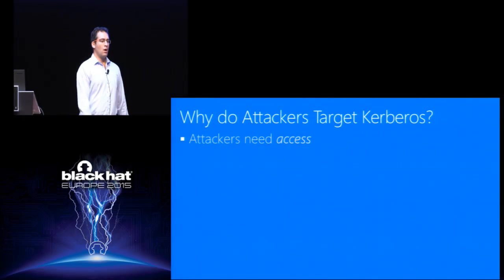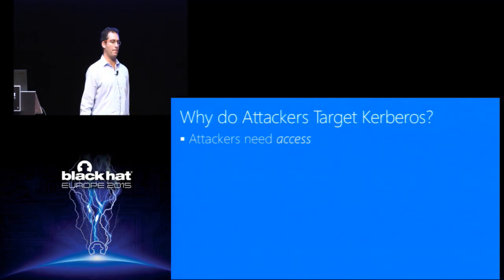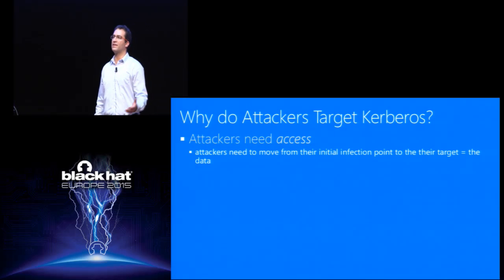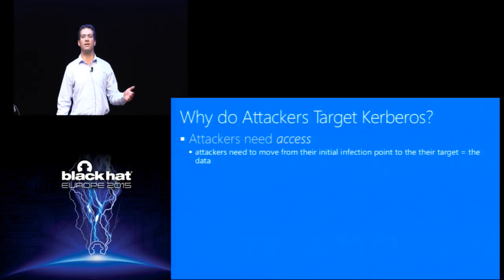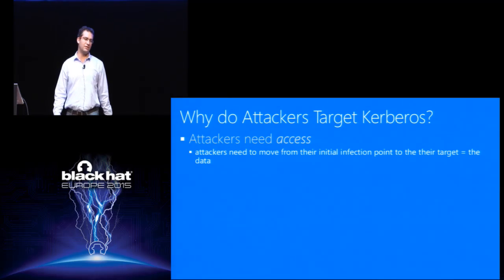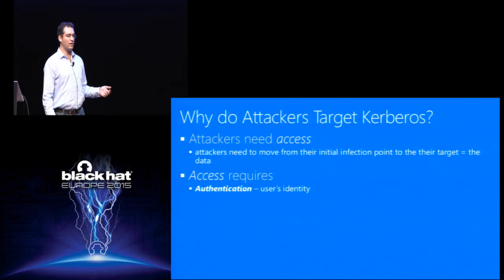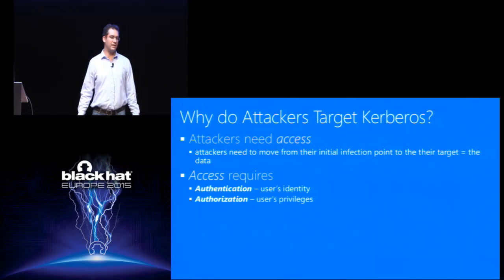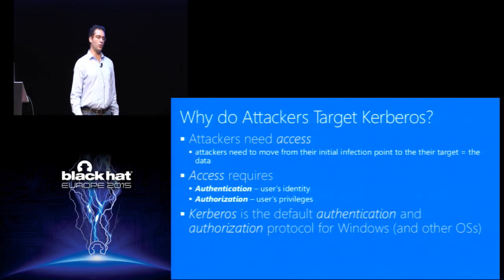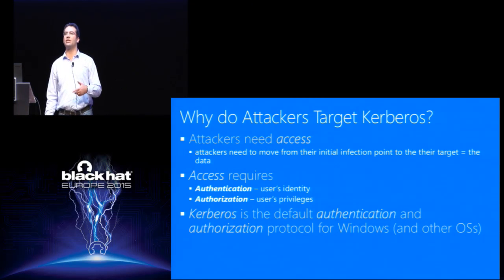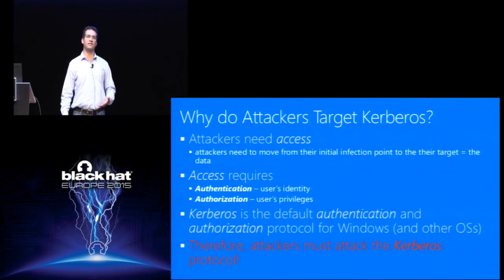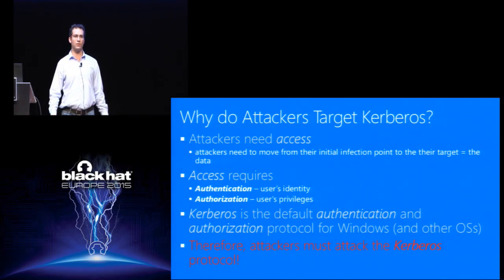So let's start with the start. Why do attackers attack the Kerberos protocol? Because attackers need access. Attackers usually infect one machine within your network, but it's some random arbitrary machine. It's not where the data they want to get to resides, so they need to travel through your network until they reach their destination. And to do that, they need access. And access requires both authentication, which means verifying the user identity, and authorization. They need a user with just enough privileges to access the data that they want. And since Kerberos is the default authentication and authorization protocol of Windows networks, it means attackers must attack the Kerberos protocol in order to get the access they desperately need. So they have no choice.